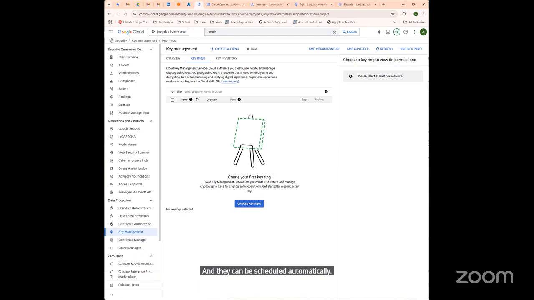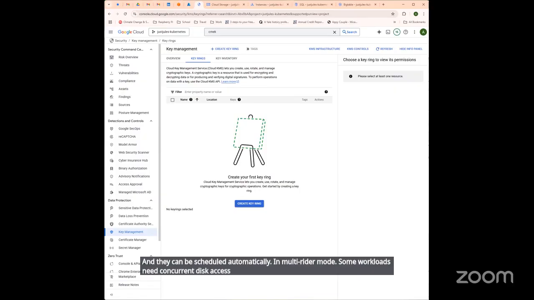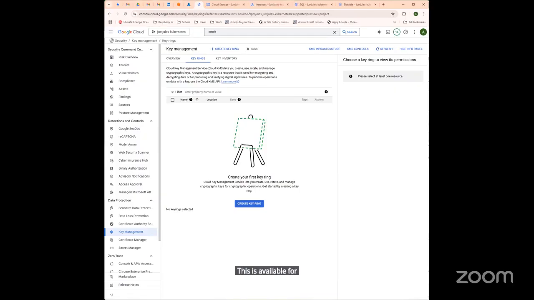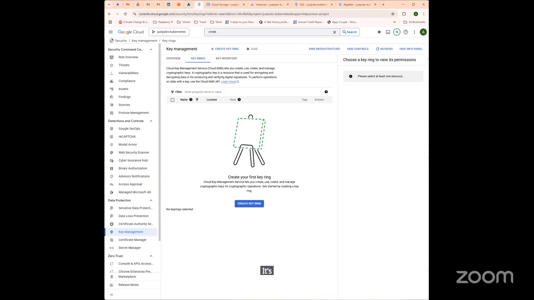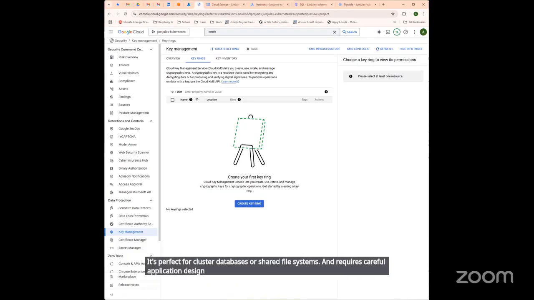There's multi-writer mode. Some workloads need concurrent disk access from multiple VMs. This is available for SSD persistent disks. This allows read-write access from multiple VMs simultaneously. It's perfect for cluster databases or shared file systems, and requires careful application design to avoid conflicts.